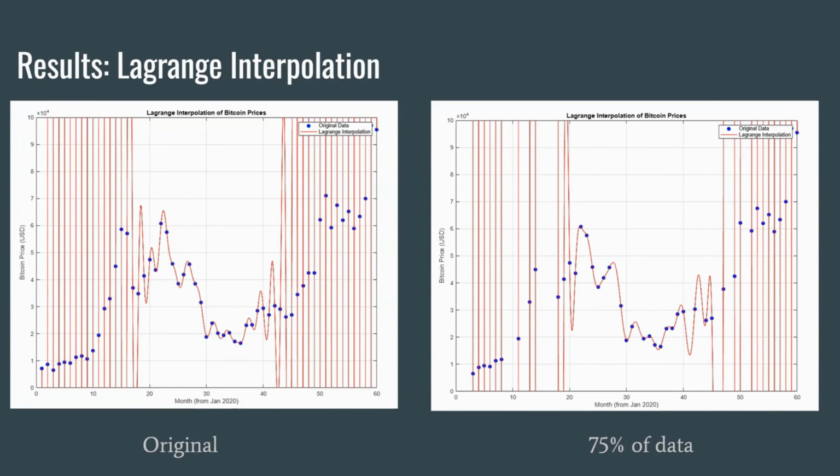Then with the Lagrange interpolation, the oscillations are a little spaced out. However, for the data closer to the center of the data, it's quite accurate for the general trends given the data that there is.